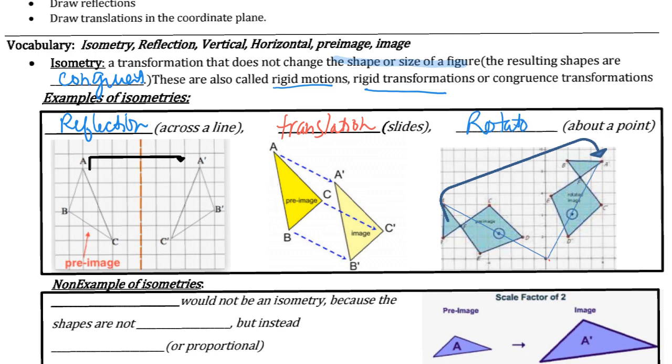And so this little fish, or whatever shape it is, rotates through space, and the beginning, the pre-image, and the image both are the same size and shape. They're both congruent to each other.